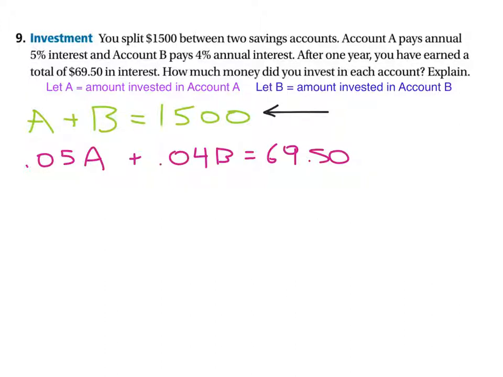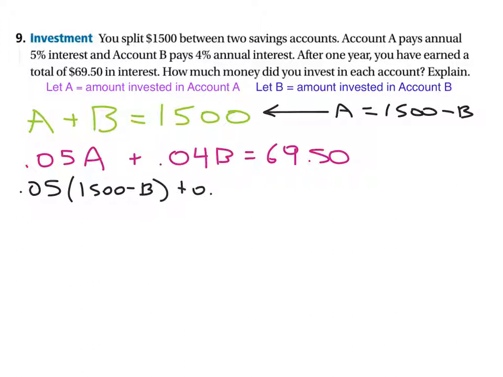Okay, I decided that I'm just going to solve this. Let's do it. We're going to rewrite that equation. I'm going to subtract B from both sides so that we get A equals 1,500 minus B. Then we can substitute in: 0.05 times (1,500 minus B) plus 0.04B equals 69.50.